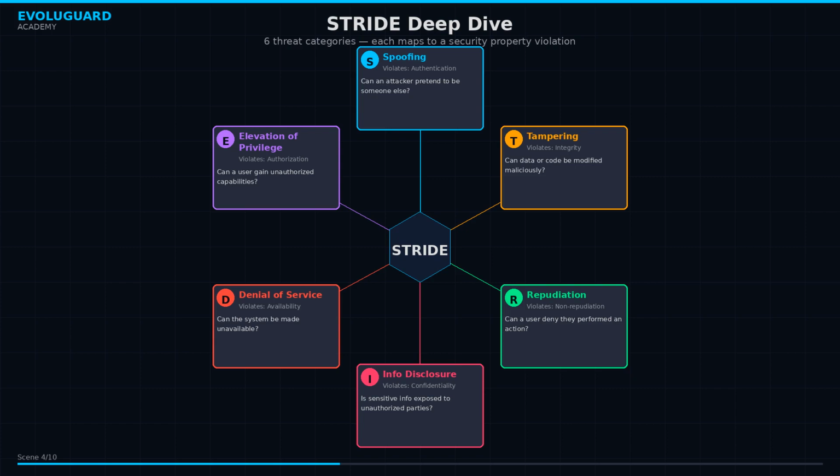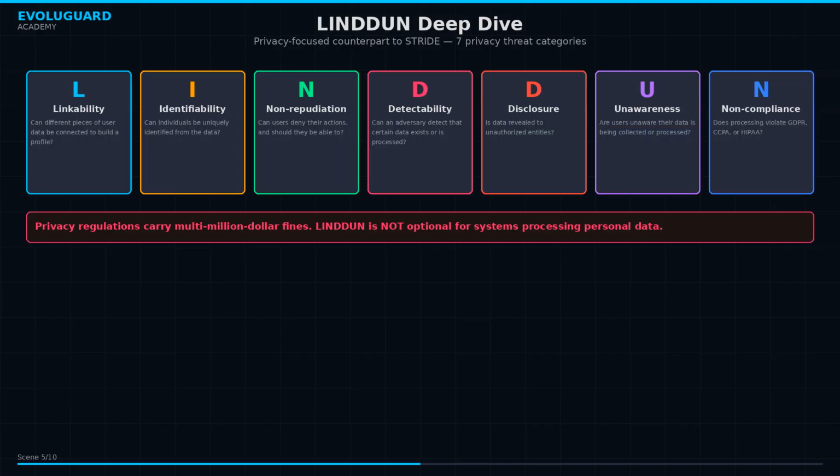This violates non-repudiation. I stands for information disclosure. Is sensitive information exposed to unauthorized parties? This violates confidentiality. D stands for denial of service. Can the system be made unavailable to legitimate users? This violates availability. And E stands for elevation of privilege. Can a user gain unauthorized capabilities beyond their assigned role? This violates authorization. Every STRIDE category maps to a specific security property violation, which means every threat has a corresponding control or mitigation.